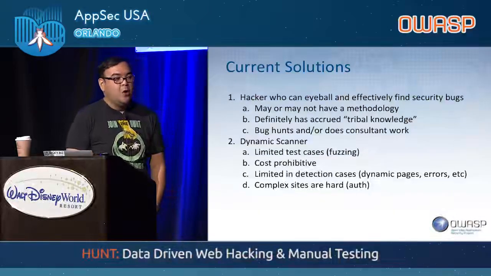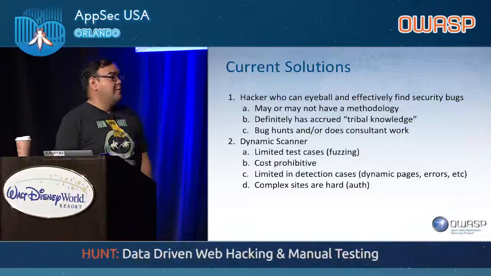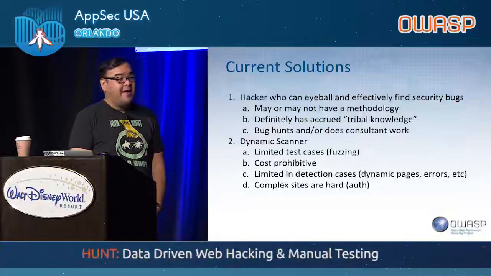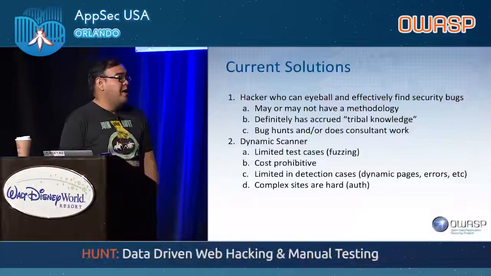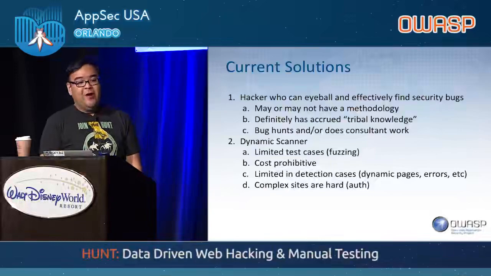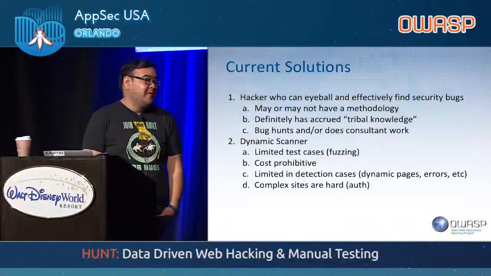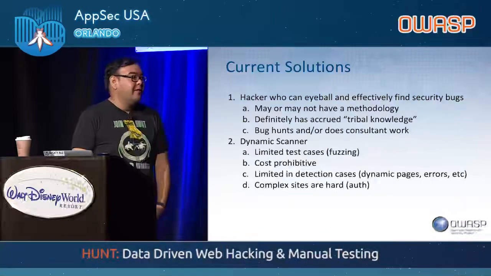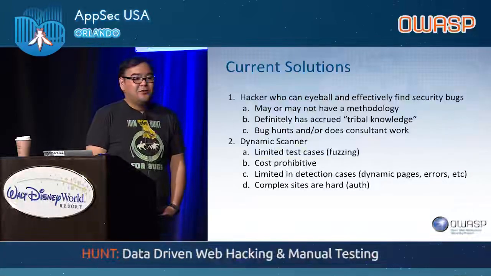They're usually already set. The injections or payloads are already set. It's cost prohibitive. If you're using a good dynamic scanner, you're probably paying thousands of dollars for it. There are limited detection cases as well, at least in terms of dynamic pages or error pages. It'll tell you that there's an error page, but it won't give you context as to what that error page means. That's something for a manual pen tester to actually look at to know what just happened there on that error. And again, complex sites are hard in terms of authentication.